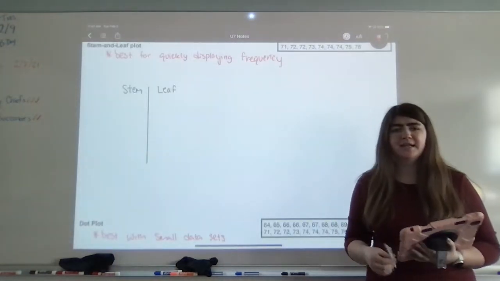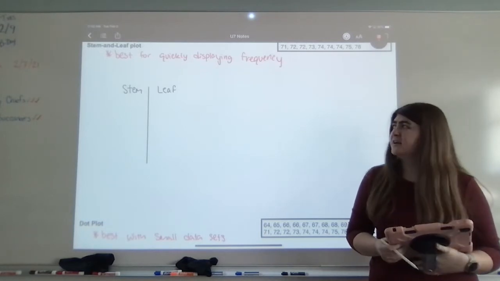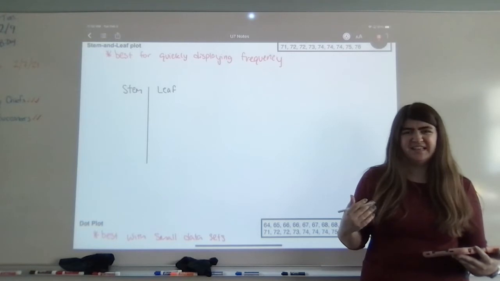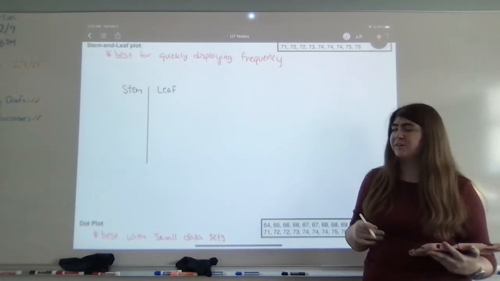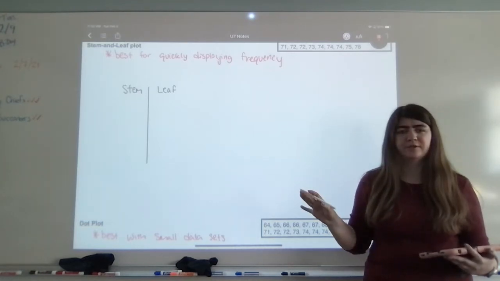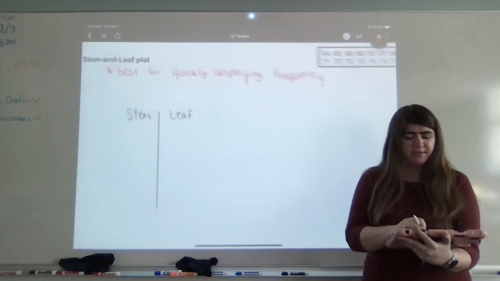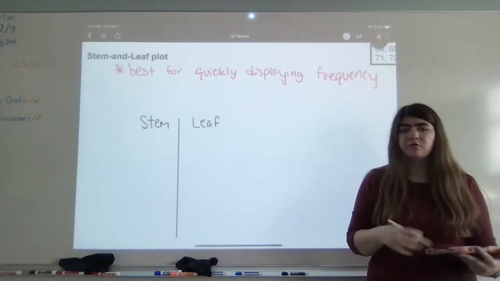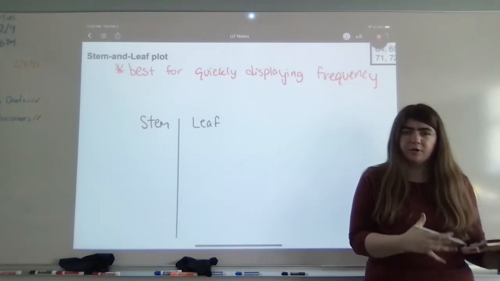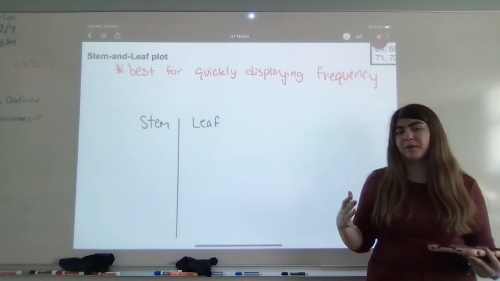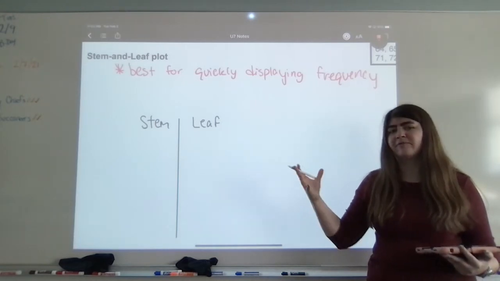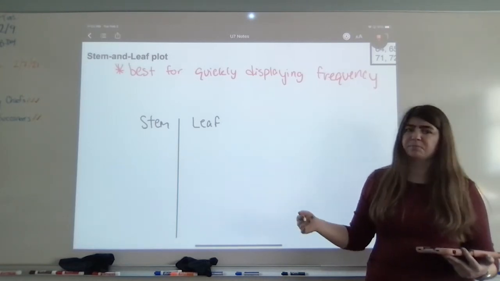All right, we're going to go ahead and take a look at stem and leaf plots. If you don't already have your data written in a place where it's easy to see, I recommend writing your data points down again so that you have a quick reference. Stem and leaf plots are best for quickly displaying frequency. Histograms still display frequency, but it gives you more of a visual picture. A stem and leaf plot is going to give you that visual picture with more of the numerical data. You're looking at the numbers themselves.